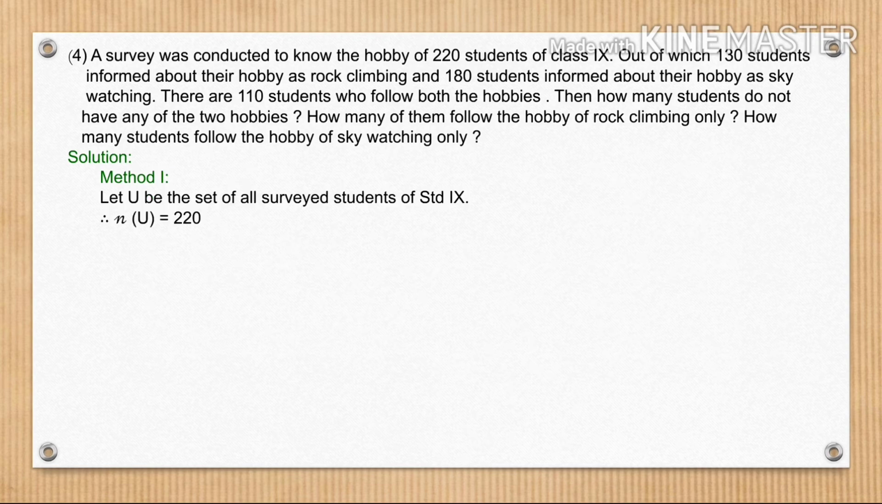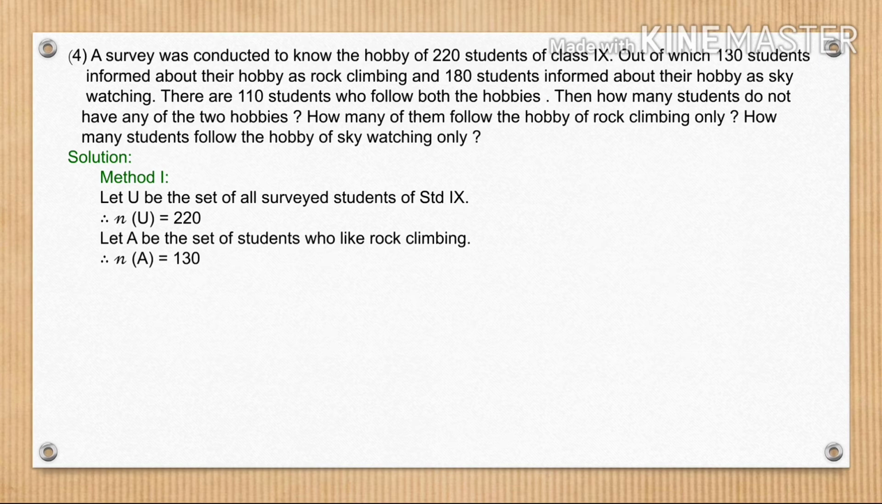Method 1 by formula. Let U be the set of students from standard 9 who underwent the survey. That is, the number of students in U is 220.